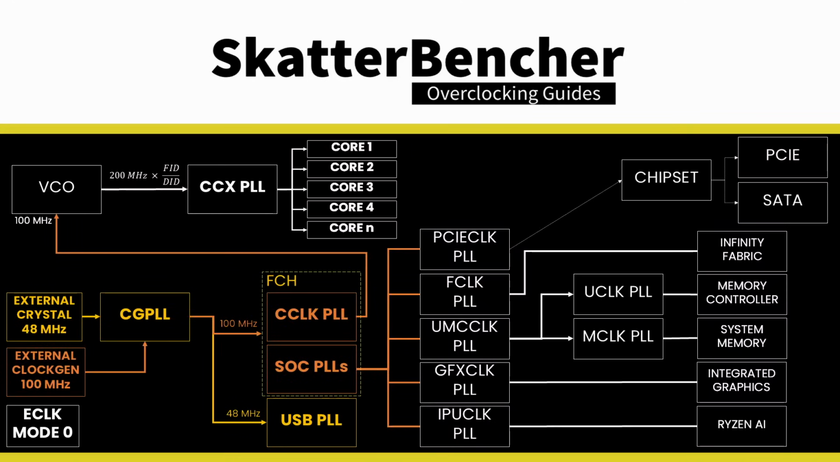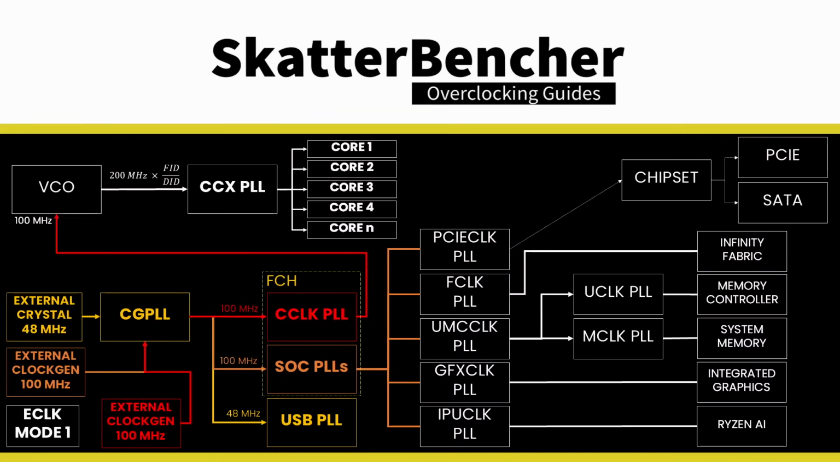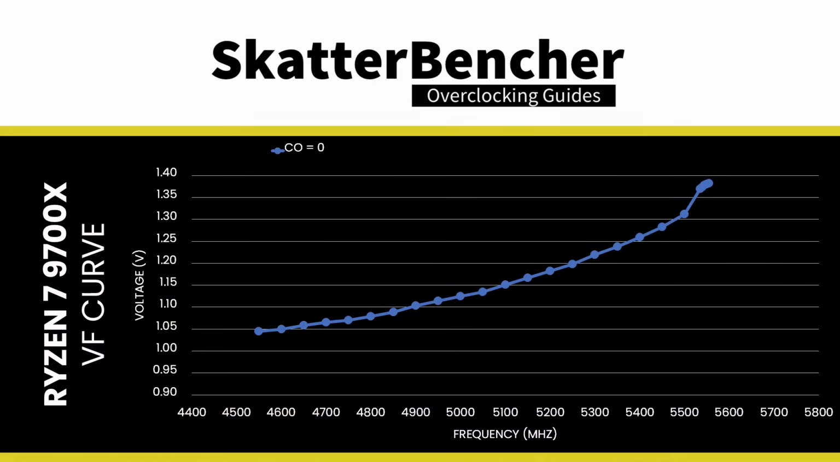In eClock 0 mode, an external 100 MHz reference clock is used for both the CPU and SoC PLLs. In other words, it's a reference clock that affects the CPU core clocks and the PCIe and SATA clocks. In eClock 1 mode, there are two distinct external 100 MHz reference clocks. One clock provides the 100 MHz input for the CPU PLL, and another provides the 100 MHz reference clock for the SoC PLLs. The overclocking strategy with eClock is the polar opposite of what we're used to with Ryzen CPUs. OC strategy number 3 illustrates that Ryzen overclocking is typically done with a negative curve optimizer.